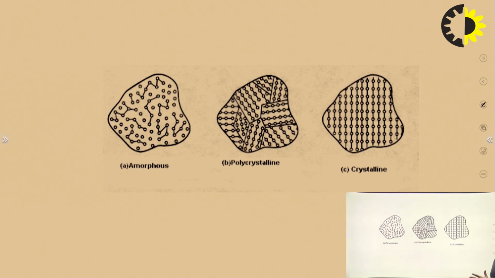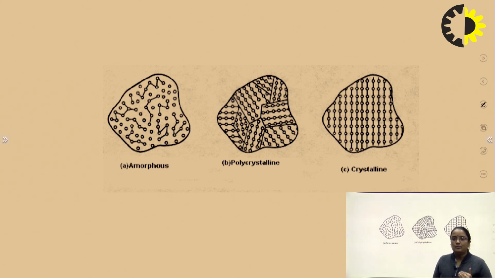These are the diagrams depicting the three solids which are amorphous, polycrystalline, and crystalline. What we are observing from this diagram is that in case of crystalline, the atoms are arranged in a particular periodic manner. That means they are following some pattern. Next are the amorphous solids, in which the atoms are randomly arranged and they are not following any pattern. That means they are arranged in a non-periodic fashion.